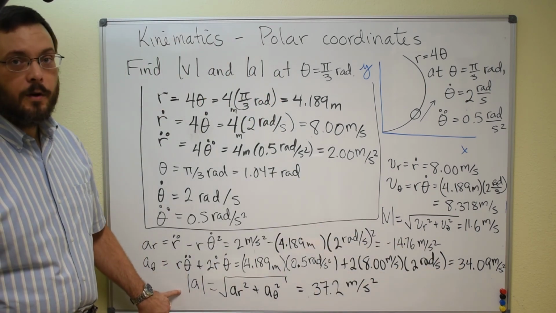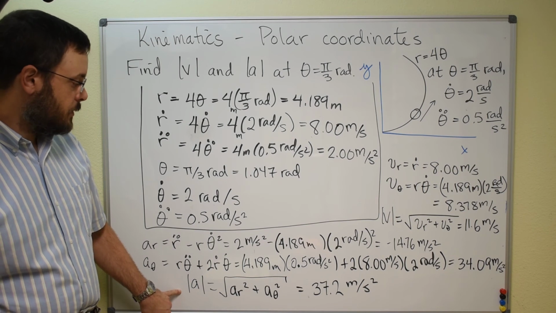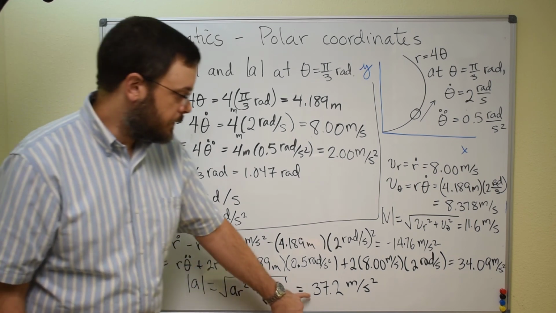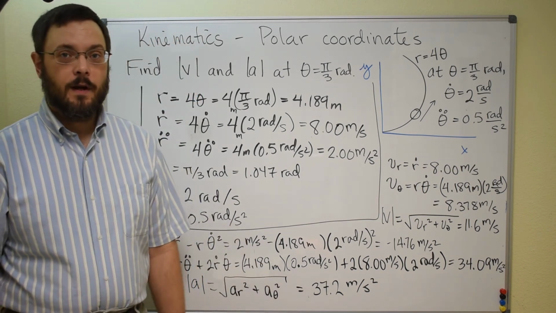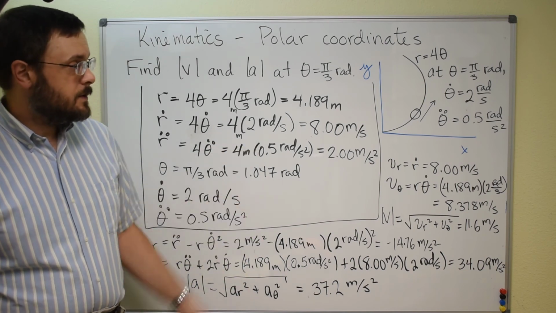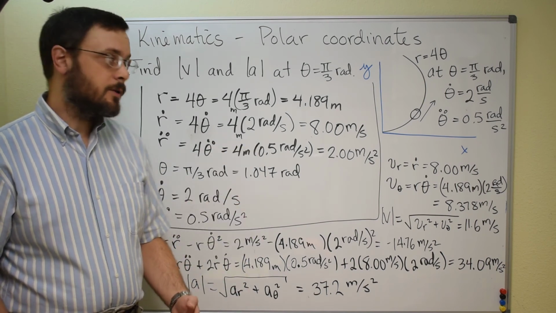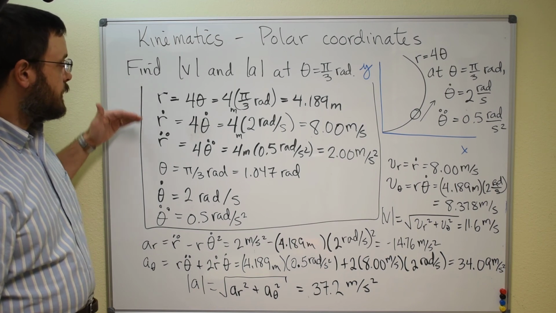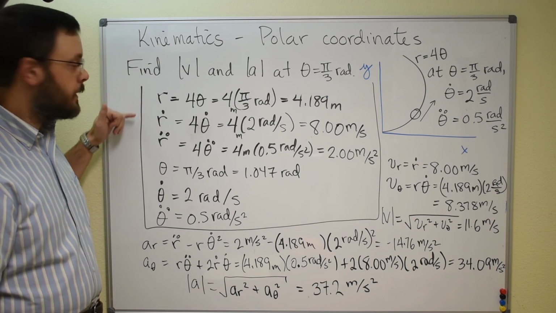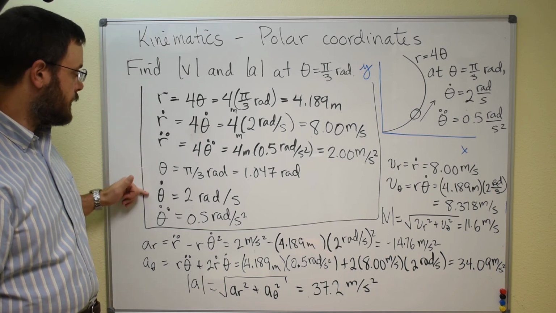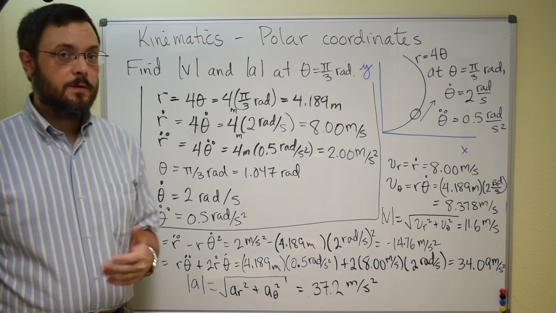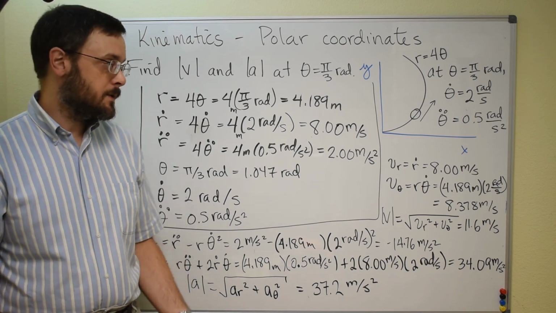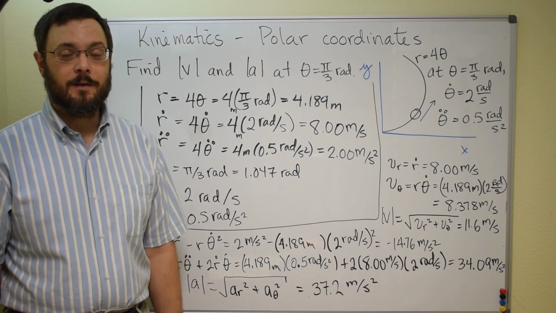And then square each of those, add them together, take a square root of the result, and you get 37.2 meters per second squared. So it's a lot of calculations with these, but again, if you take this approach of just filling in this table, r, r dot, r double dot, theta, theta dot, theta double dot, once you've got all those values, you really just plug them into the formulas at that point.